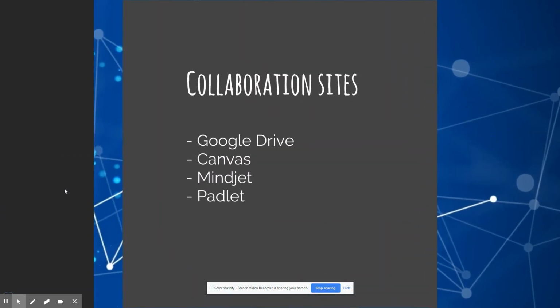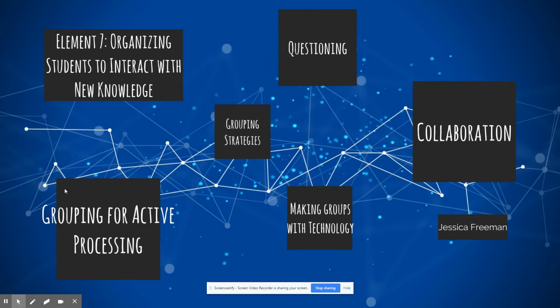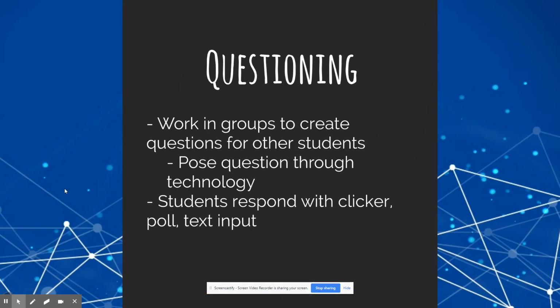So some collaboration tools or ways they can do that is Google Drive has a ton of ways to work together, as well as Canvas. The article specifically mentioned MindJet, and I also really like Padlet as another option where students can collaborate together on the same project. Then finally, it ended with questioning.